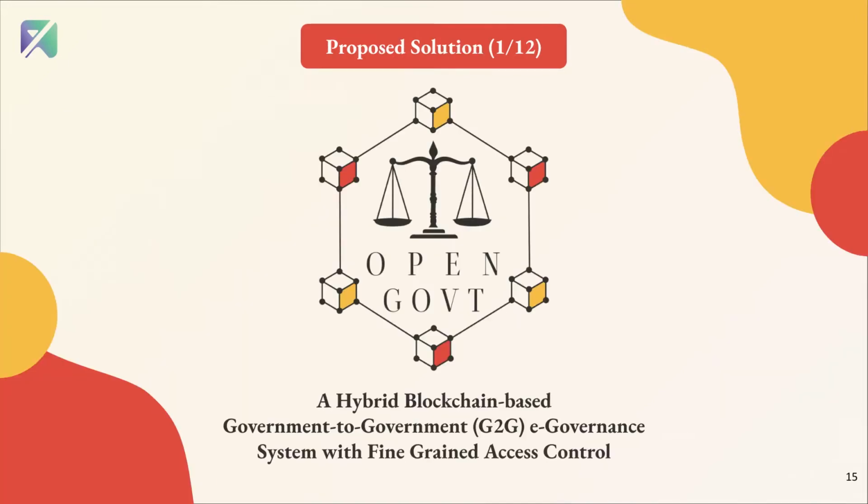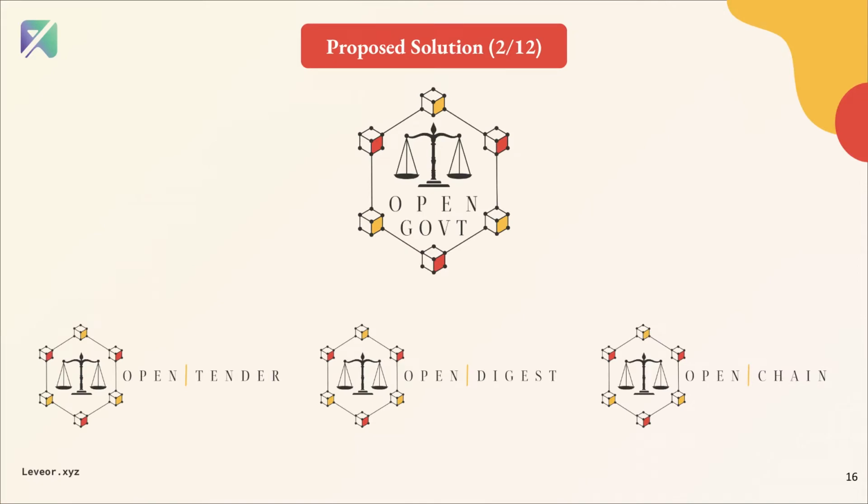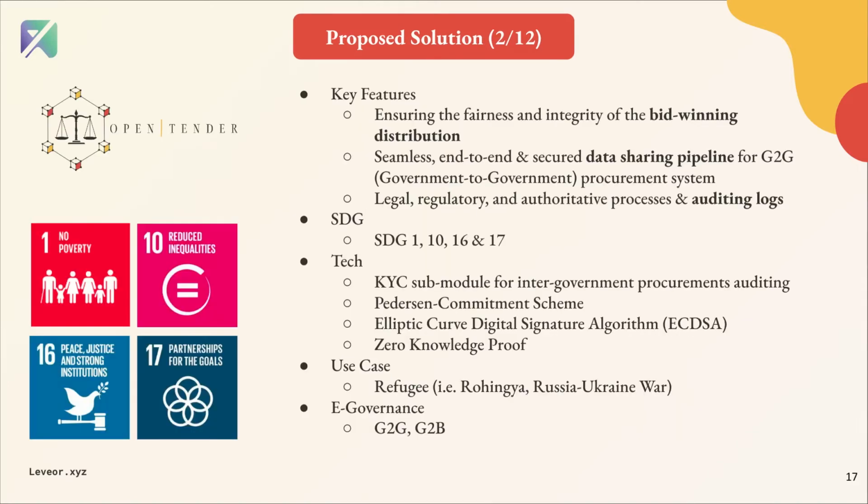Hence, we propose OpenGovt, a G2G e-governance system on hybrid blockchain. This system consists of three core solution modules. 1. A procurement portal about tenders, Open Tender. 2. A public portal for employees, citizens and businesses, Open Digest. And 3. A supply chain portal for distribution visibility, Open Chain. Let's go one by one.